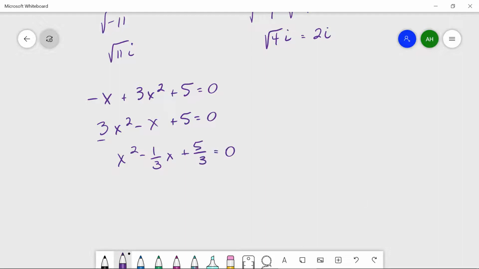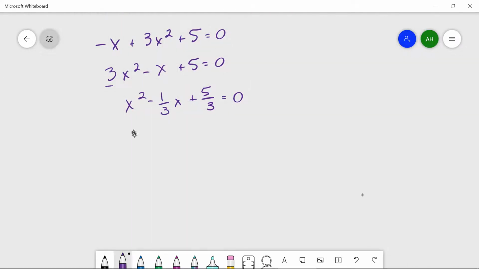I'm not going to be able to find necessarily factors of 5/3 that I can combine together in order to get 1/3. And even if I could, that's a lot of math to figure out. It would be easier to just complete the square, because I don't know for sure if I could find the factors. So let's just complete the square. I have x squared minus 1/3 x, and I'm going to move this 5/3 over here as a negative 5/3.